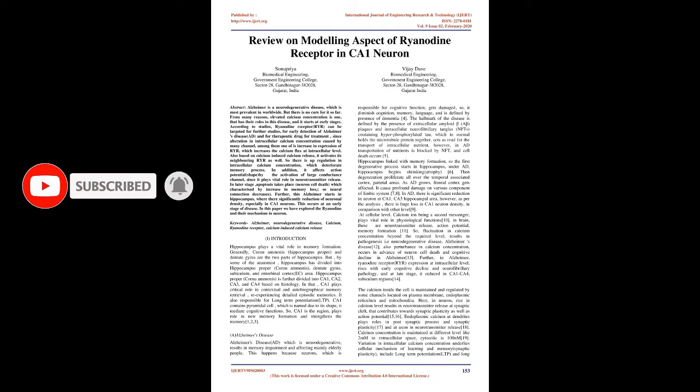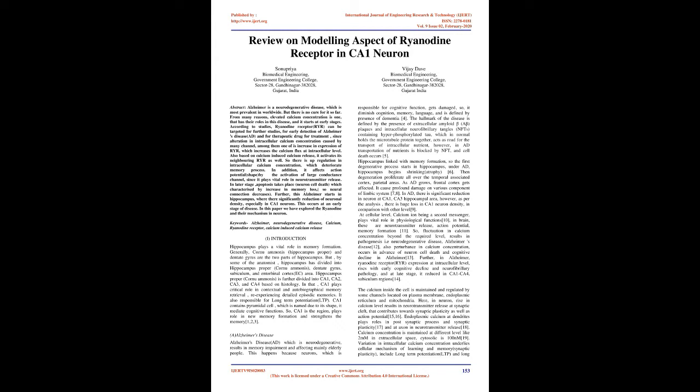Introduction. Hippocampus plays a vital role in memory formation. Generally, cornu ammonis, hippocampus proper, and dentate gyrus are the two parts of the hippocampus. But, by some anatomists, the hippocampus is divided into hippocampus proper, cornu ammonis, dentate gyrus, subiculum, and entorhinal cortex, EC, area. Hippocampus proper, cornu ammonis, is further divided into CA1, CA2, CA3, and CA4 based on histology.